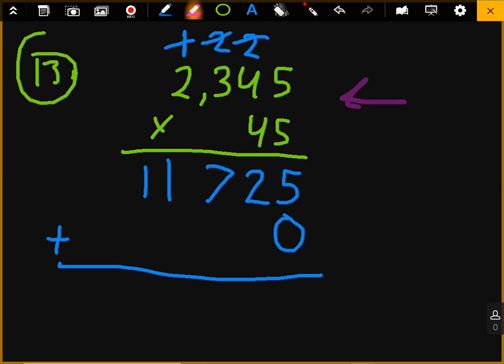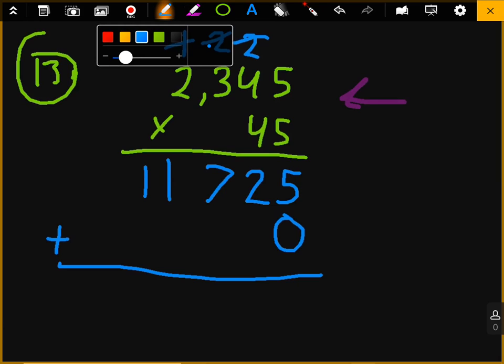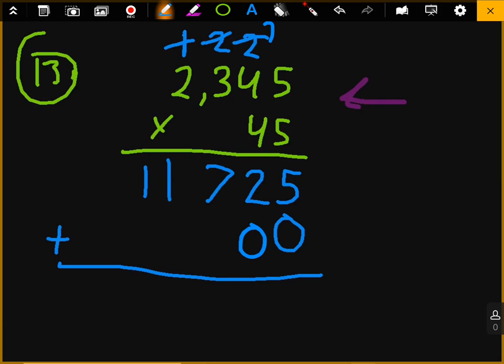All right, so 4 times 5 is 20. Add a 0, carry the 2 over. 4 times 4 is 16, plus 2 is 18. Add the 8, carry the 1 over here. Okay, 4 times 3 is 12, plus this 1 is 13. 3, carry the 1. 4 times 2 is 8, plus the 1 is 9.